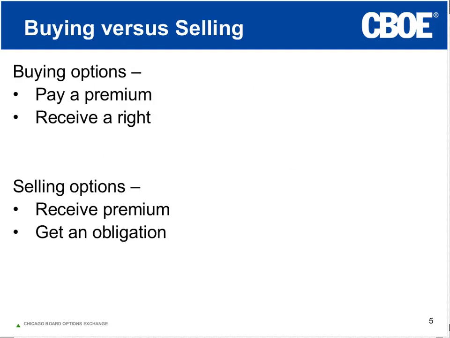So when you buy options, again, you pay a premium and you receive a right. Today, again, we are talking about selling options, and when you sell an option, you receive a premium and you take on an obligation. And that's really what we're going to focus on today. You get paid to take on an obligation. That's what shorting options is all about.